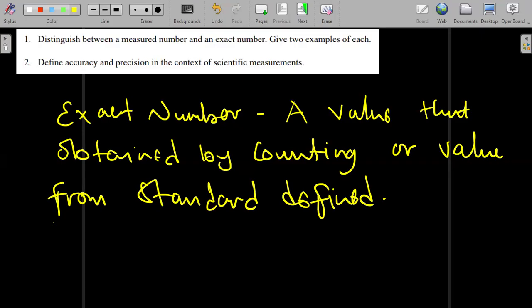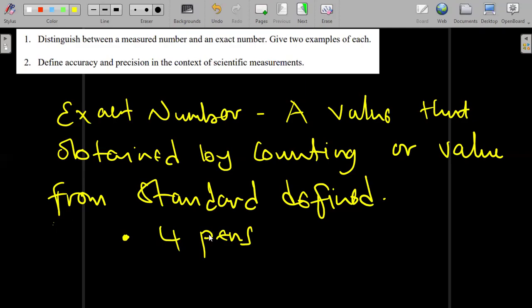And this exact number has no uncertainty in it. For example, if you have pens in your hands and you count 1, 2, 3, you have 4 pens. This number, 4 pens, will be exactly the amount of pens that you have in your hands. So there will be no uncertainty in that case. We call that an exact number, a number obtained by counting.